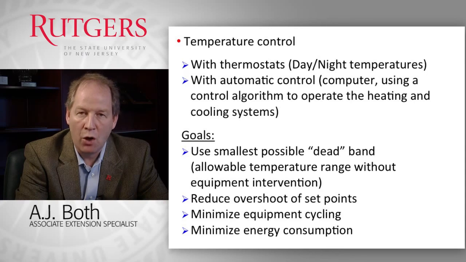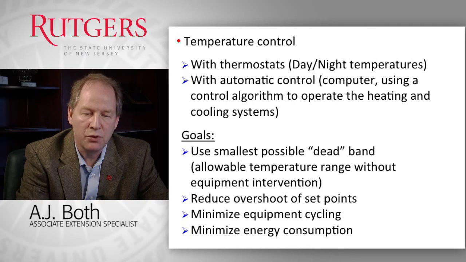We obviously want to reduce overshoot of the set points as much as possible. So we don't want to engage the heating system to try to get back to the 70 degrees Fahrenheit and then have the heating system overshoot and end up all the way at 72 or 73 or 74. So we want to try to shut off the heating system long before things tend to overshoot, to try to save energy as much as possible. We obviously want to minimize the equipment cycling as much as possible because that has a negative impact on the longevity of the various systems we use. And one of the ultimate goals is, of course, to minimize energy consumption.